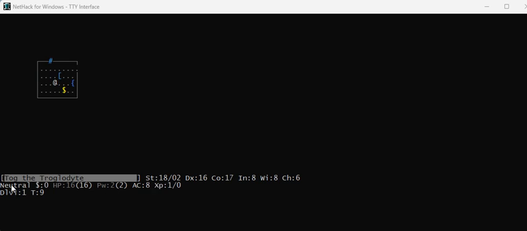This is your alignment attribute. Alignment means whether you are lawful, neutral, or chaotic. Other things in Nethack also have an alignment, like monsters, altars, and artifacts. You can choose your alignment when you start a game. I'll talk briefly about some of the advantages and disadvantages of the different alignments.